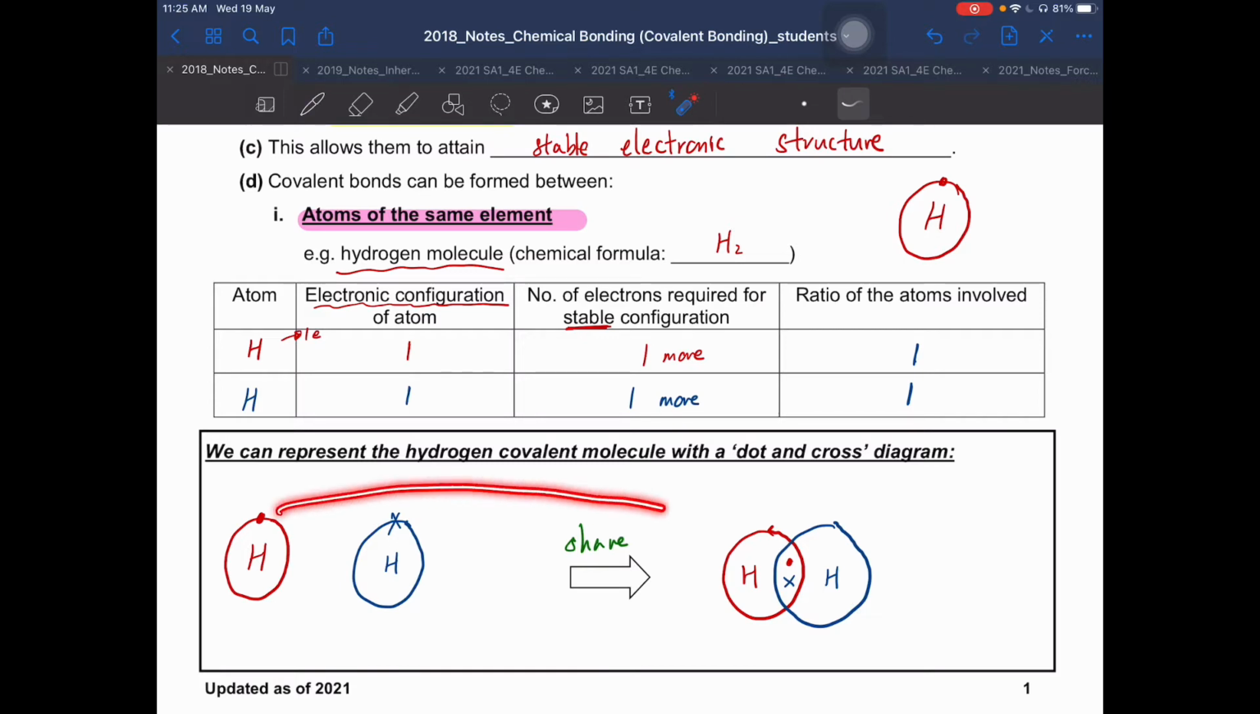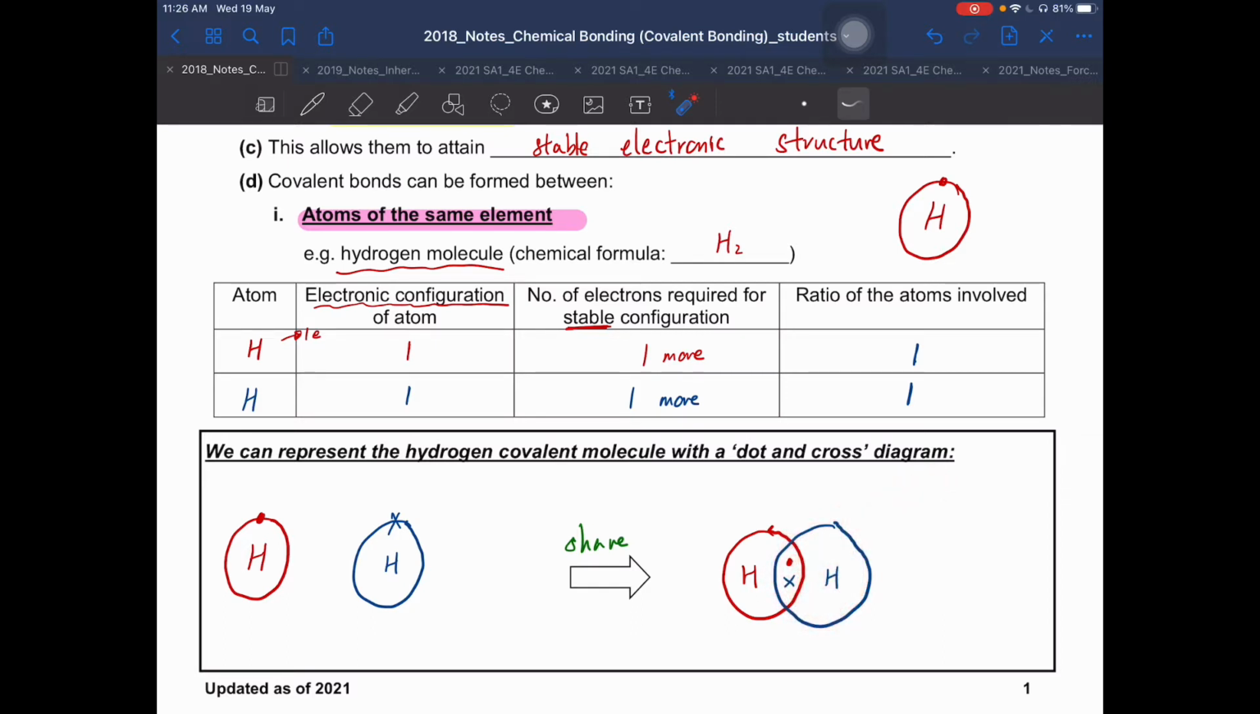The dot comes from this one, and the cross comes from this one, right? Hence sharing the electrons. So what exactly is this trying to tell us? This shows us that now, if you look at the red circle only, we realize that this hydrogen actually now has one dot and one cross. That means it's already achieving its 2 electrons. So it's a stable electronic structure. If you look at the blue hydrogen atom, within the shared area, there's also one dot and one cross. So it's also stable because now it has 2 electrons.